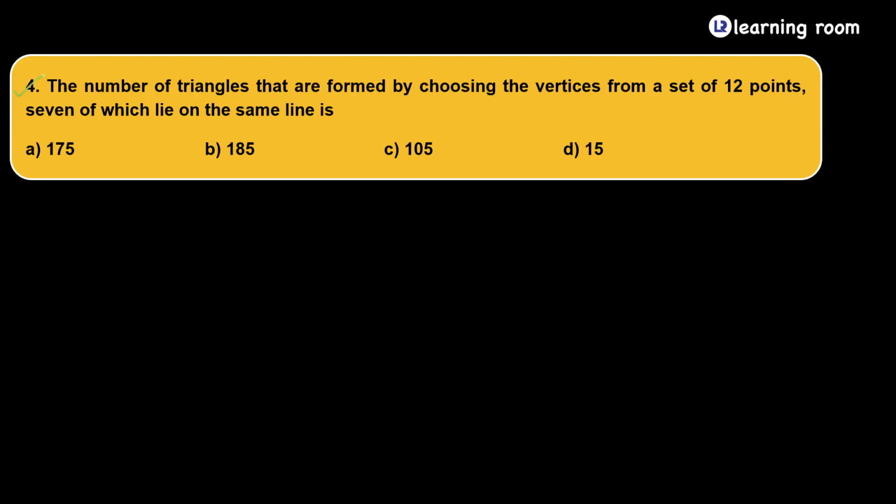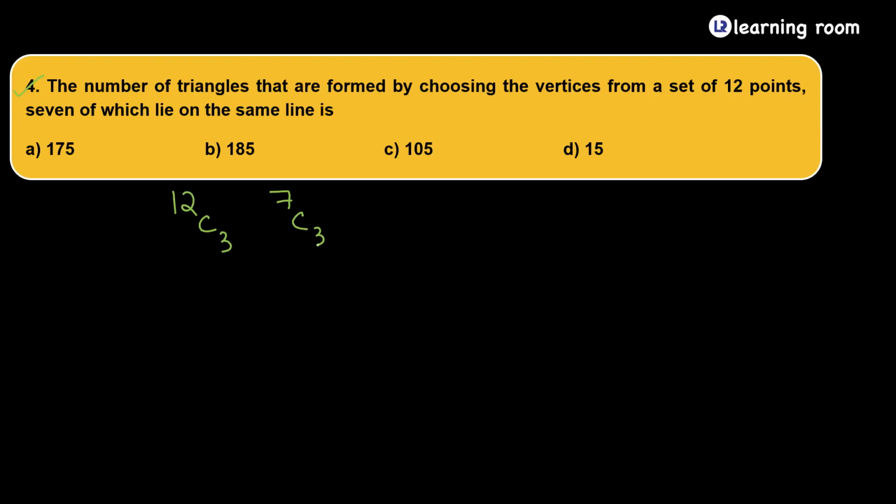The fourth question is the number of triangles that are formed by choosing the vertices from a set of 12 points, 7 of which lie on the same line, means they are collinear, right? So out of the 12 points available, for you to form one triangle, how many points are you supposed to choose? You need to choose 3. But in those 12 points, 7 points are collinear. So the 7 points which are collinear, if you take any 3 from those, they are not going to form a triangle. So why I'm writing the base as 3 is because minimum 3 points are required for you to form a triangle.